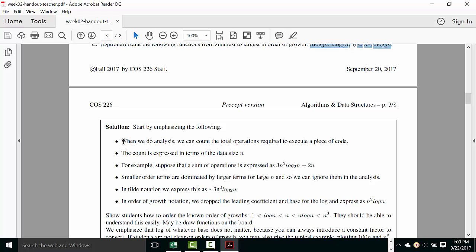When we do analysis, usually we count the total operations required to execute a piece of code. The count is often given as a function of n. So suppose for some algorithm we came up with a count of 3n squared log n minus 2n. Smaller order terms are dominated by larger terms, so if you think about very large n, there's no reason to include this in any analysis. And therefore we say by tilde notation it is 3n squared log n. Notice that we did not delete the constant. If you look at the order of growth notation, we're going to drop it and we call it n squared log n.